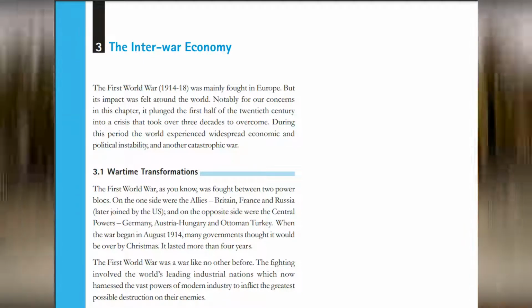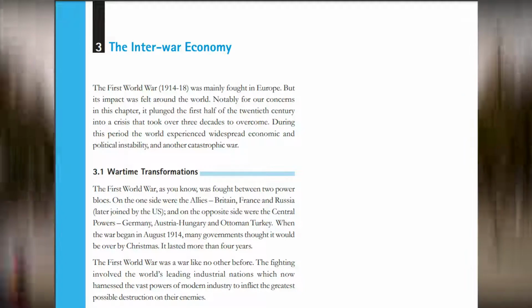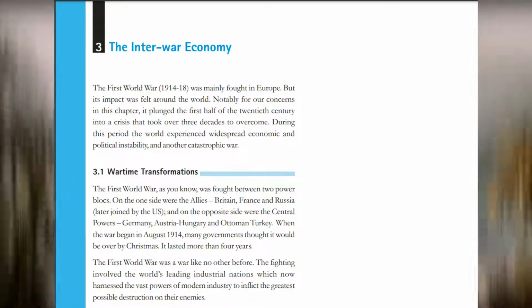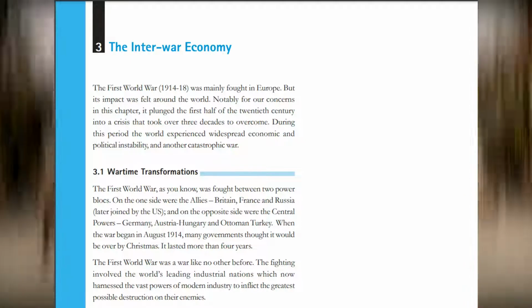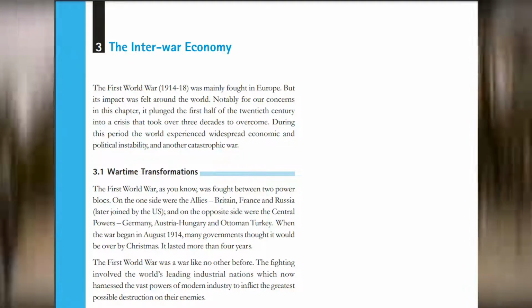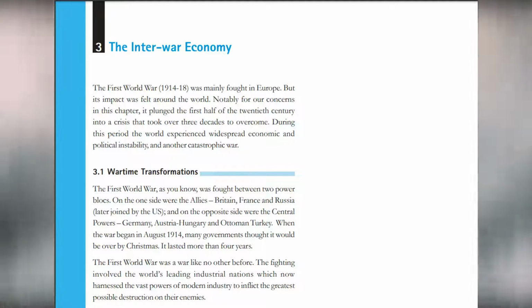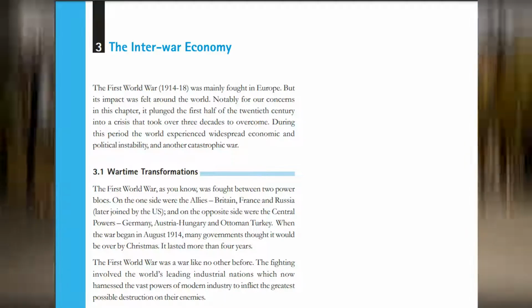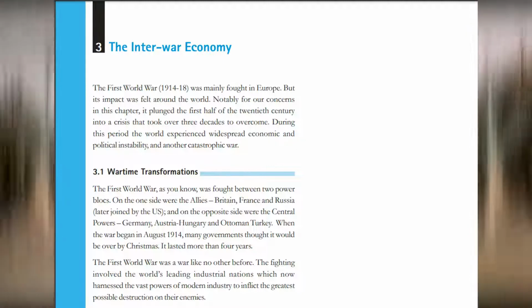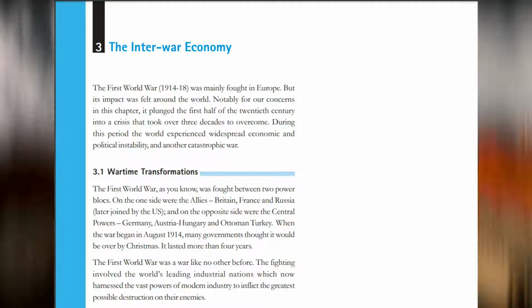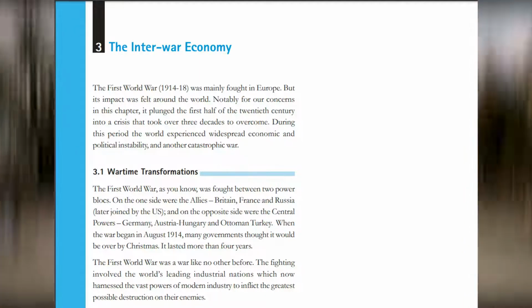3.1 Wartime transformations. The First World War, as you know, was fought between two power blocs. On the one side were the Allies, Britain, France and Russia, later joined by the US, and on the opposite side were the Central Powers, Germany, Austria-Hungary and Ottoman Turkey. When the war began in August 1914, many governments thought it would be over by Christmas. It lasted more than 4 years.